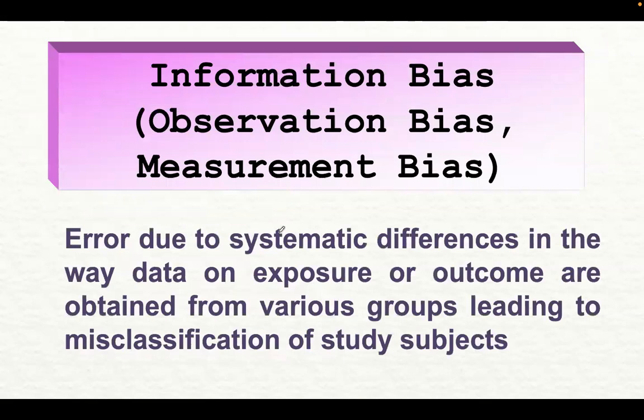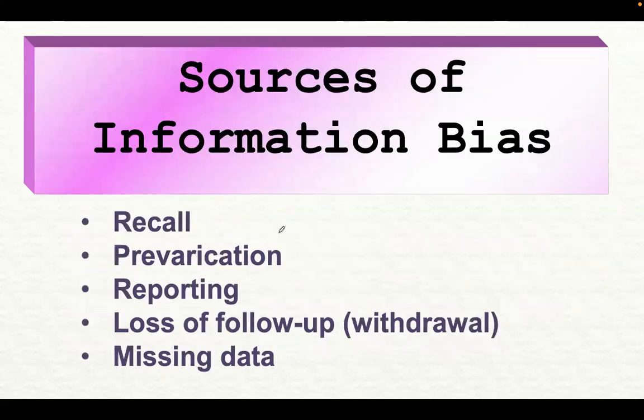Next is the information bias, or what we call observation bias or measurement bias. It is an error due to systematic differences in the way data on exposure or outcome are obtained from various groups, leading to misclassification of study subjects. What are the sources of information bias? Number 1, recall bias. Recall bias occurs when individuals remember previous events differently. So what they recall of the events differs, and that is where errors come in.